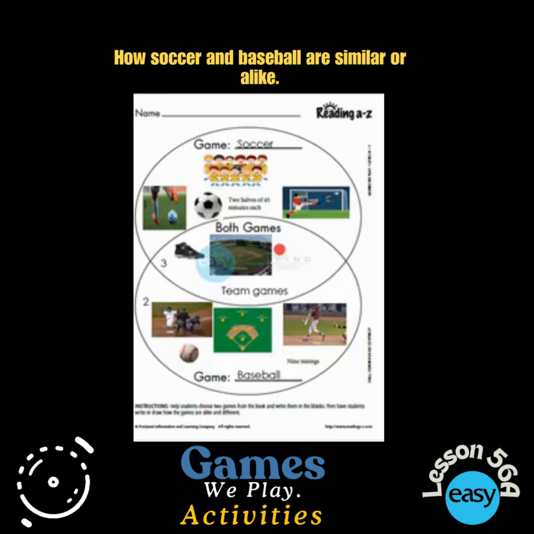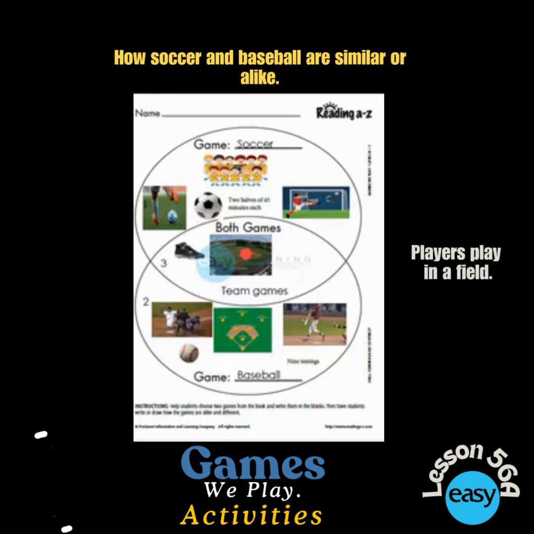First, we can see that players play in a field. One is the baseball field and the other one is the soccer field. And the second common thing about the 2 games is that players wear cleats. Soccer shoes and baseball shoes are called cleats.